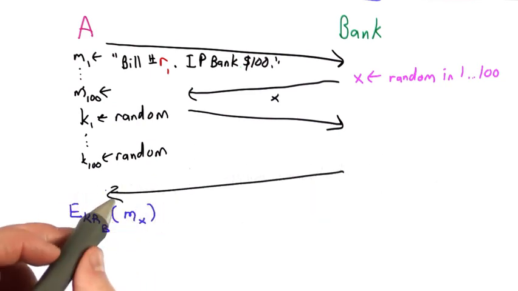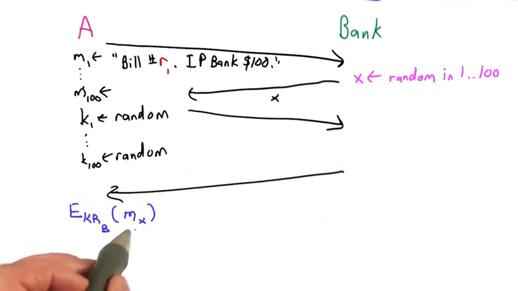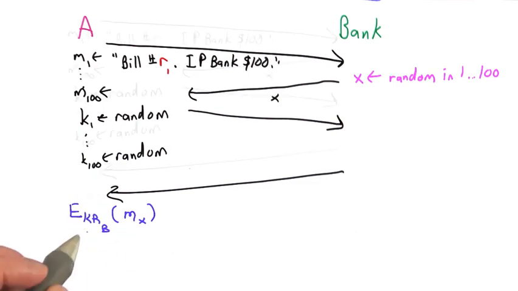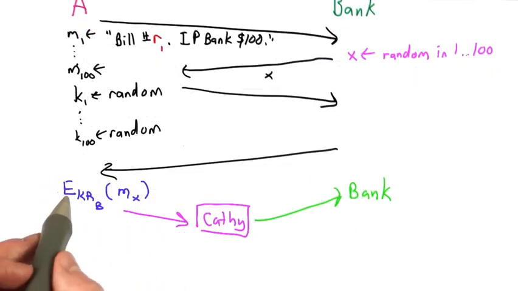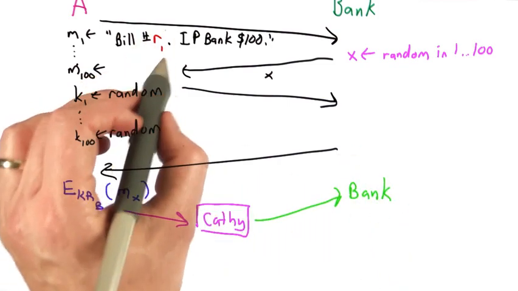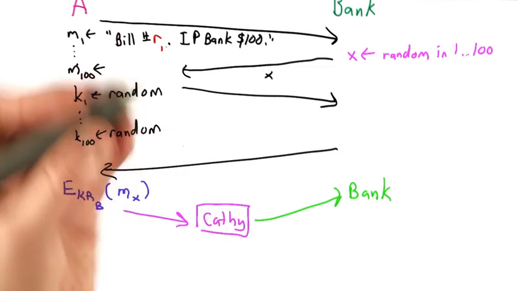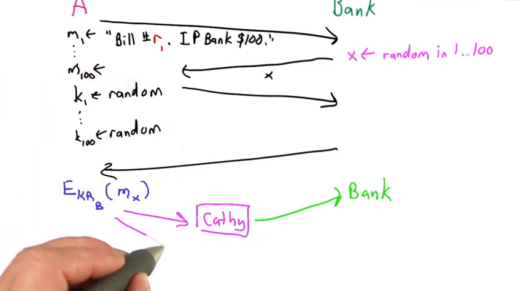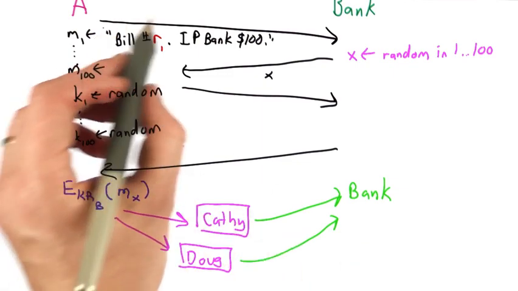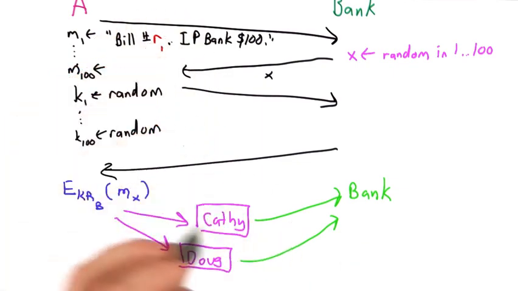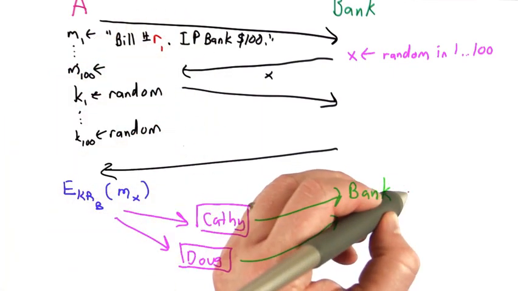So at the end of this protocol, Alice will be able to compute message x signed by the bank. So now Alice can spend the bill, give it to Kathy. Kathy can verify the signature, and she could deposit the bill in the bank. The bank checks that this ID has not been spent before and believes that it's a valid bill. If Alice spends the bill again, when Doug gives it to the bank, the bank checks the signature but finds that this RI value was previously used.